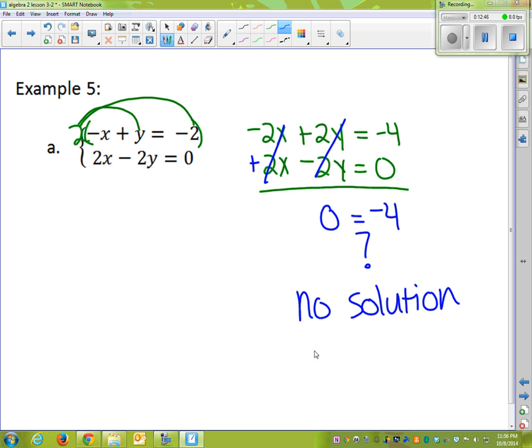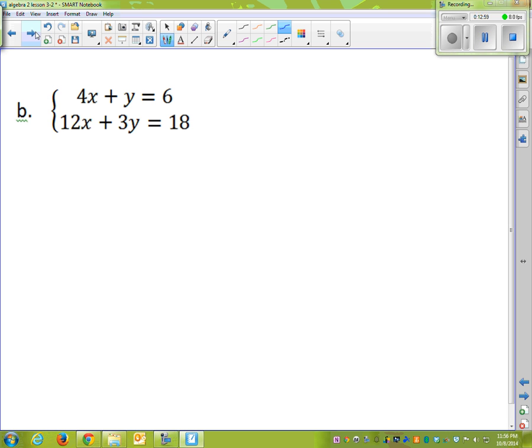And what that means is that my two lines are parallel. They have the same slope. They never cross. Therefore, there's no solution. On the other hand, if I solve this one through elimination, I see I've got a 12. I know I can multiply 4 by 3 to get 12. So I'm going to multiply by negative 3.